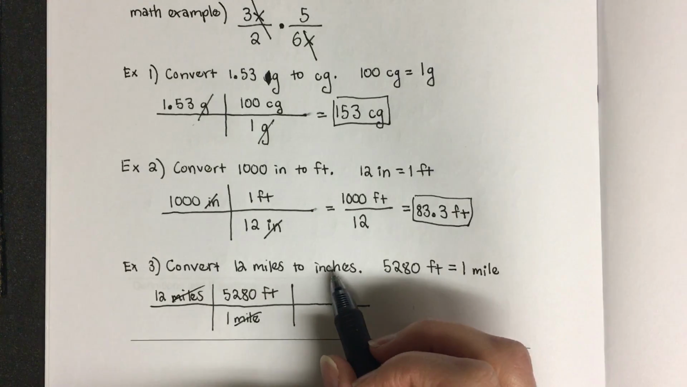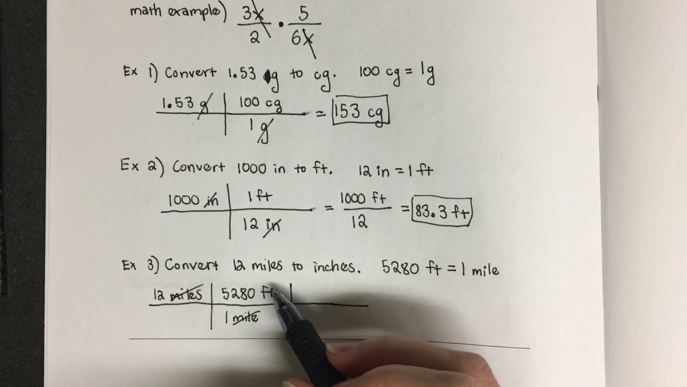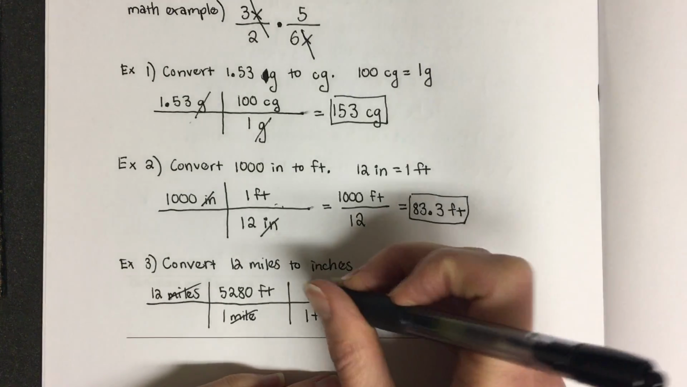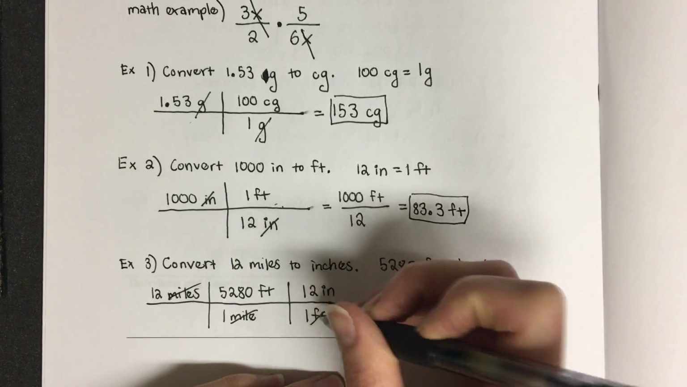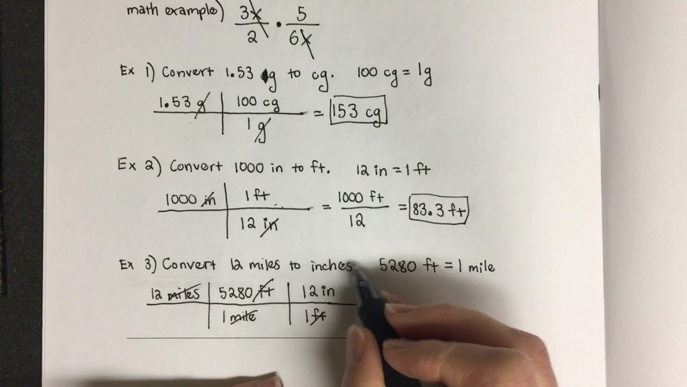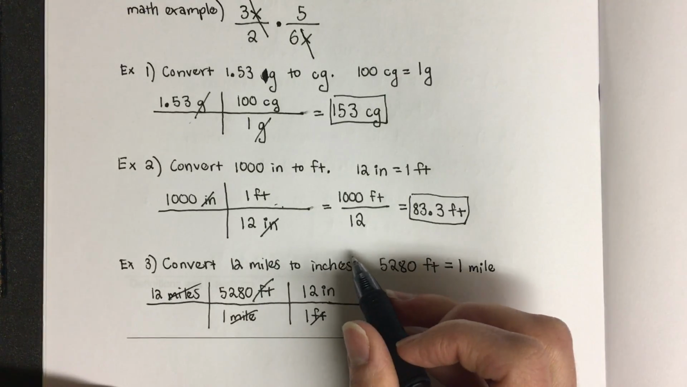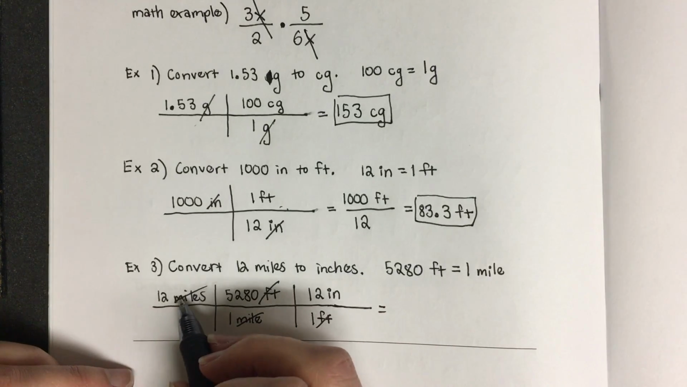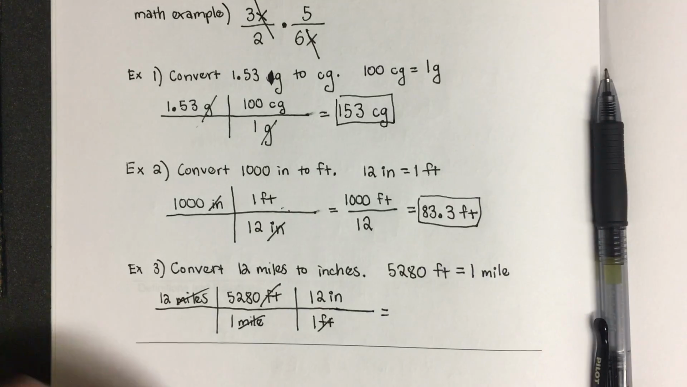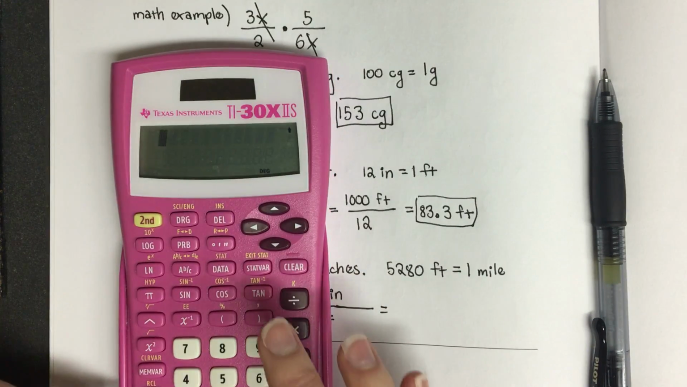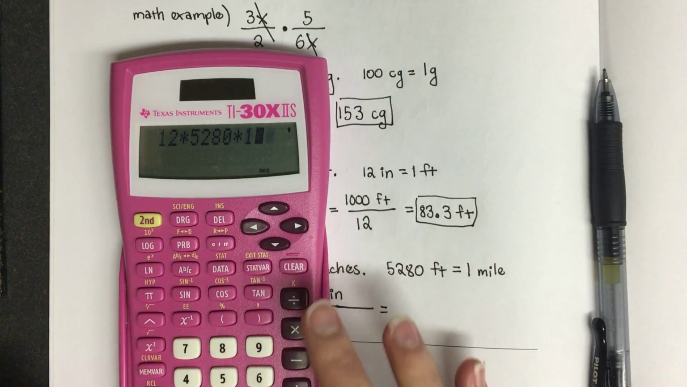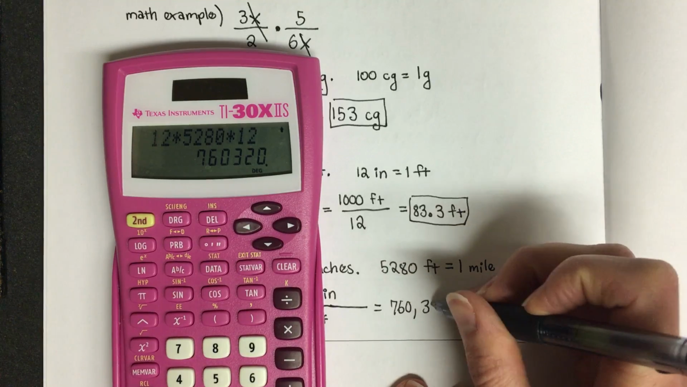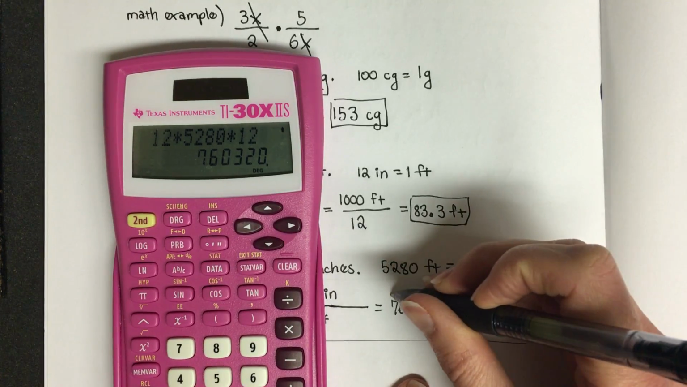Now I want to get from feet to inches, and hopefully you know, and if you don't know, you at least remember from the problem before, that there are 12 inches in 1 foot. So feet cross out, now I'm in inches. Remember, the unit that you are trying to find should always end up on the top right spot. So now all I need to do is multiply across the top, 12 times 5,280 times 12. And I got 760,320 inches. And that makes sense.